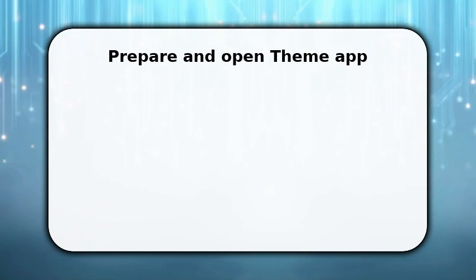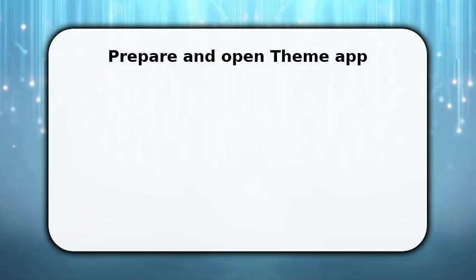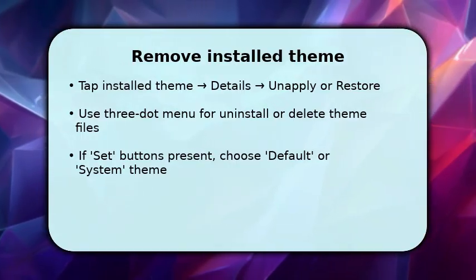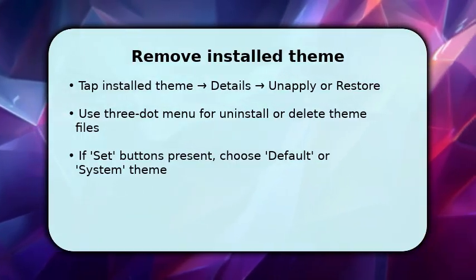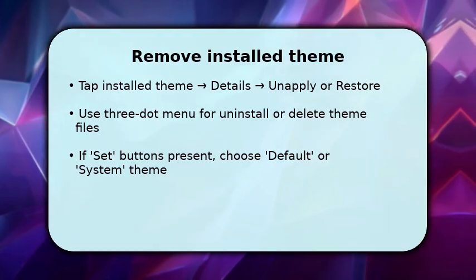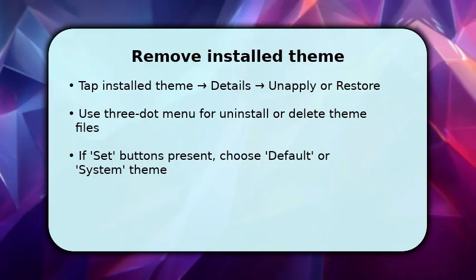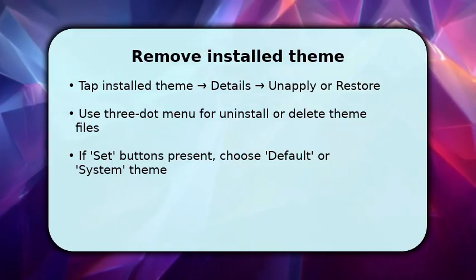Now you remove the installed package. Tap the installed theme and open details. You will see buttons like Unapply, Restore, or Set. Choose Unapply first to detach custom icons and wallpaper. Once unapplied, use the three-dot menu to select Uninstall or Delete theme files.